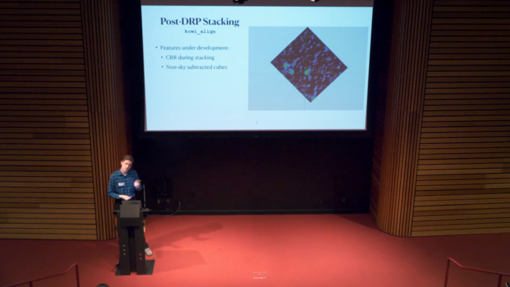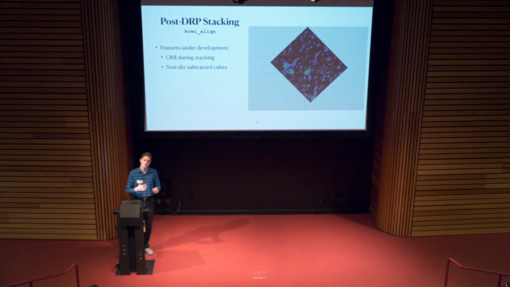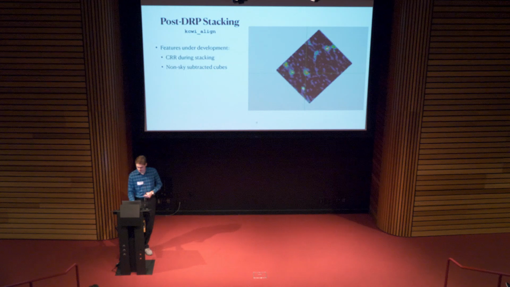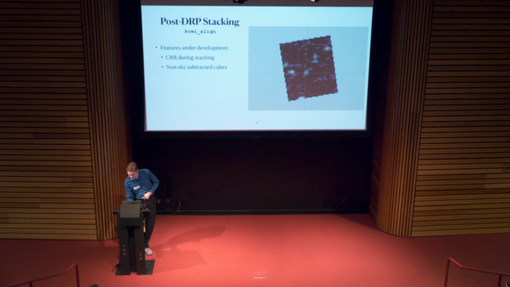We're working on doing some cosmic ray rejection with the red side during stacking, and also incorporating both sky-subtracted and non-sky-subtracted cubes as different extensions. So you can see where the sky model works, where it doesn't, and where we need improvement. I have far too many of these slides, but we will continue.